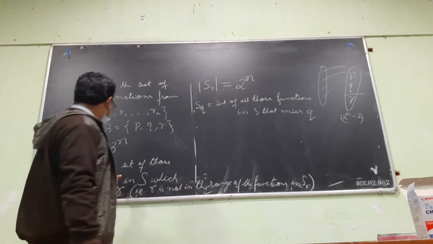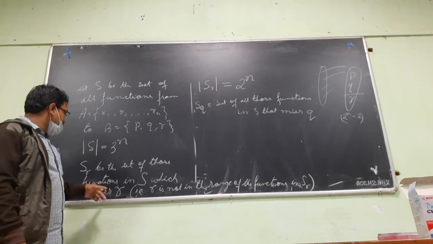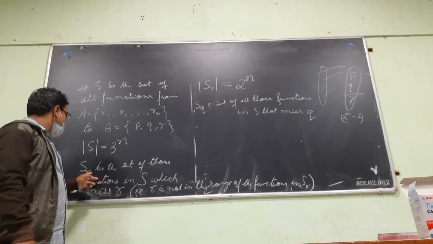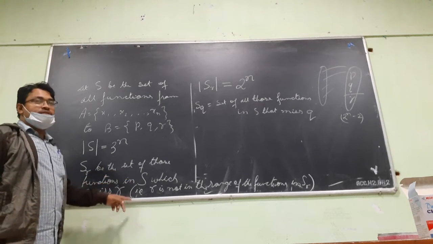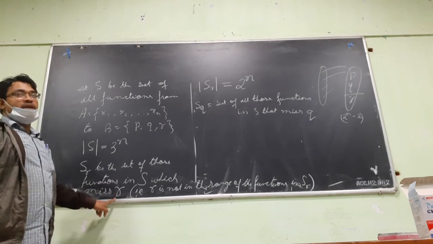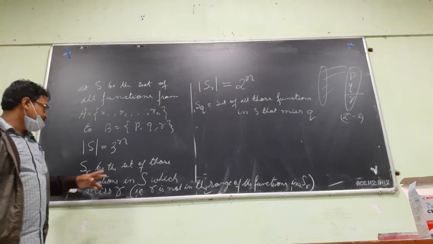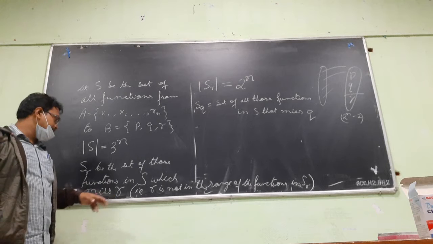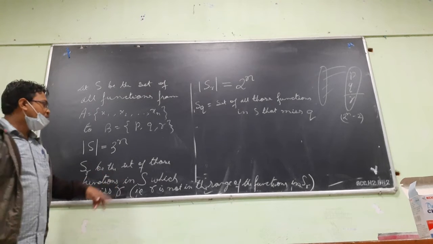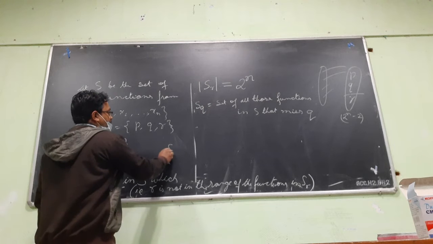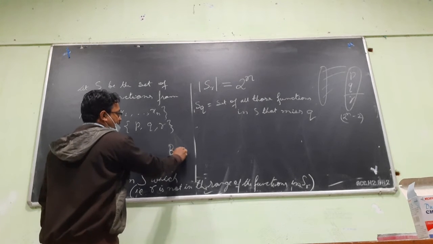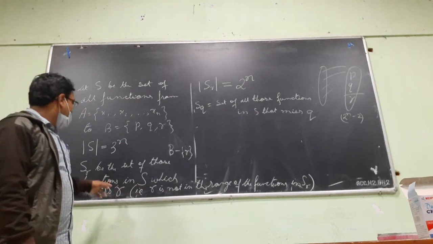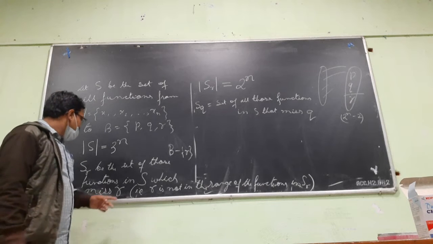Oh, I see. You are considering SR as the set of all those functions in S which are onto the set B minus R. In that case, the number of elements of SR will be 2 to the power n minus 2. Okay, that is fine.